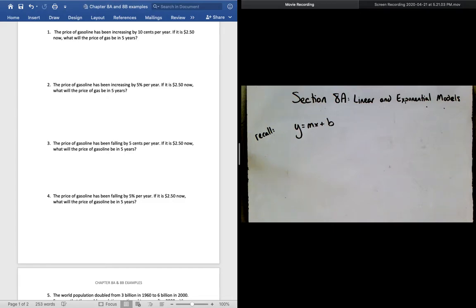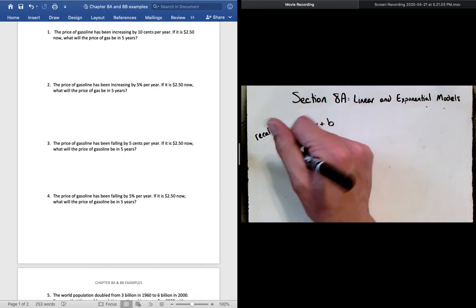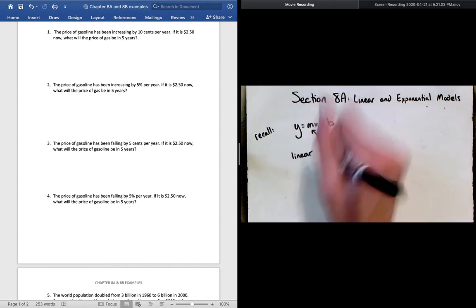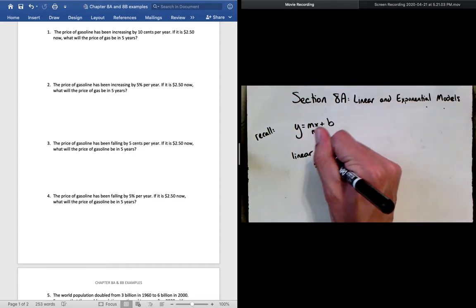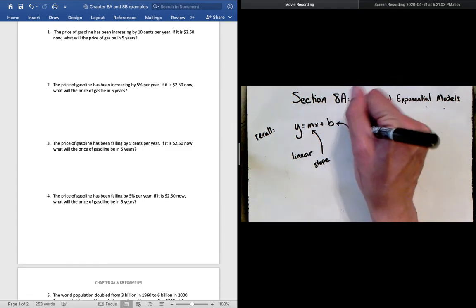Hello all. In this video, we will cover linear and exponential models from section 8a. Recall from the last section that the linear model can be expressed as y equals mx plus b, m being the slope or the rate of change, b is the y-intercept.